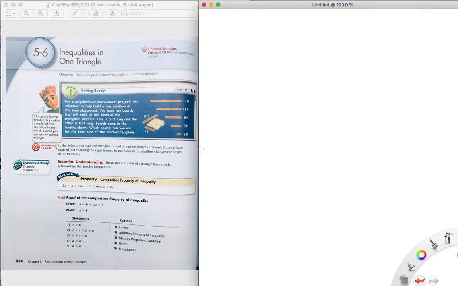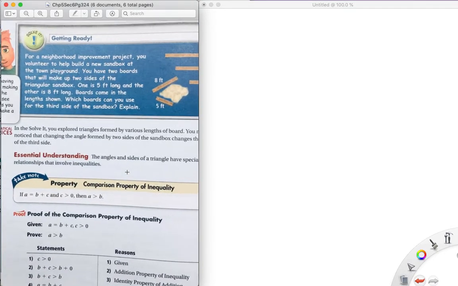Alright, Chapter 5, Section 6, Geometry. Inequalities in a triangle. Okay. The comparison property of inequality says this.